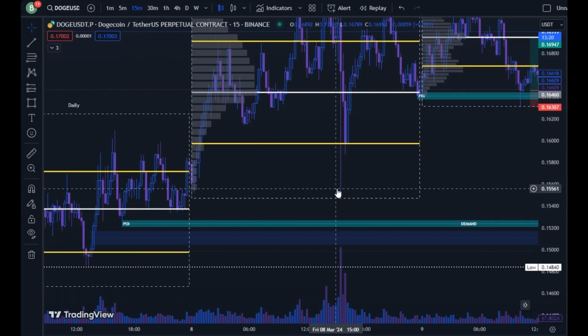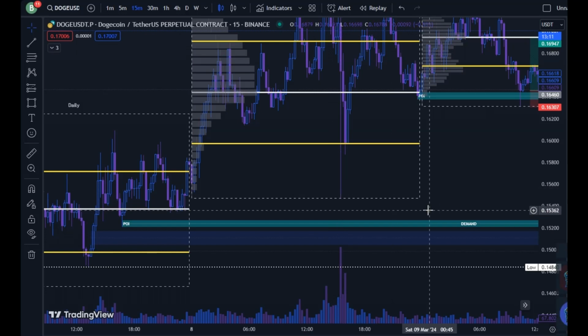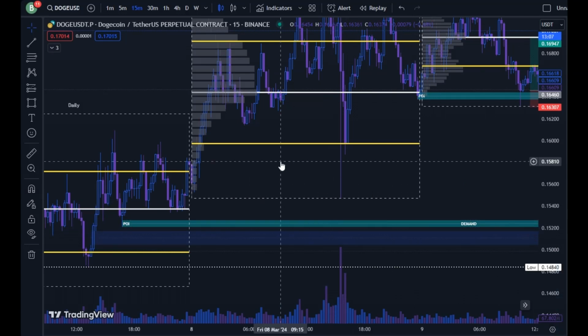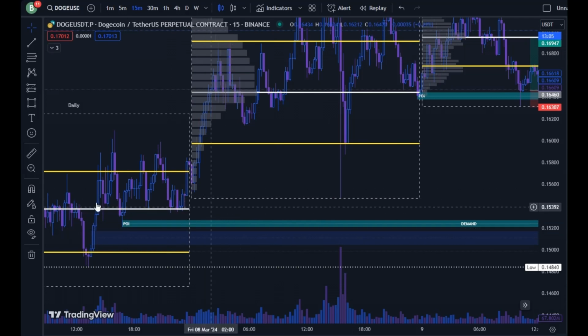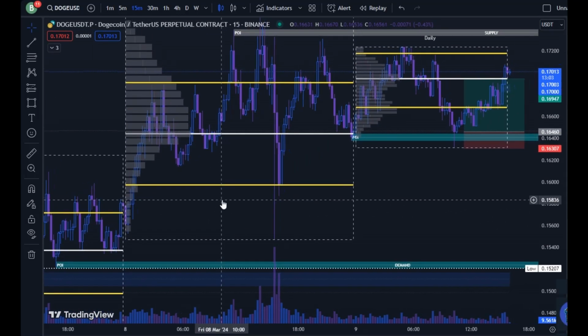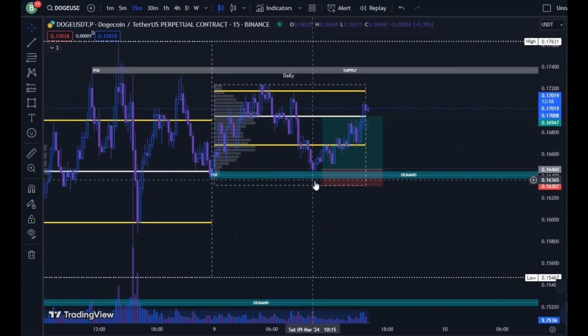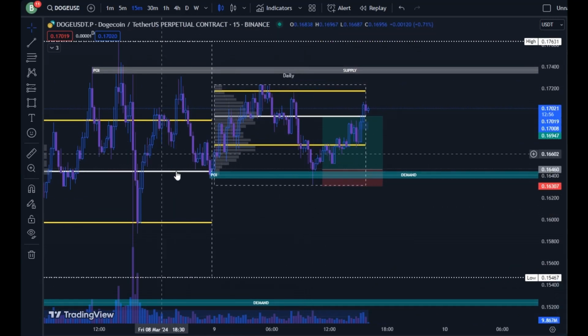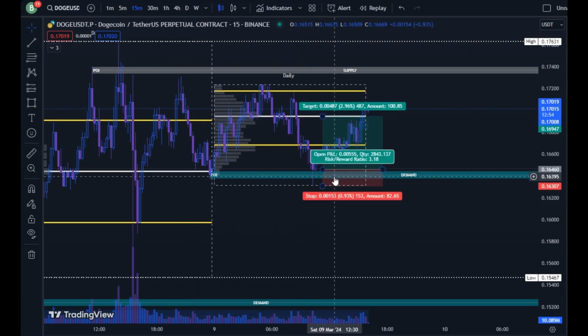It did come all the way down yesterday, and I think that's when Bitcoin got really volatile. Around 3:30 yesterday, Bitcoin got really volatile, which we all know Bitcoin and Ethereum move the market. So I'm not taking that trade. That's not an A+ trade for me. But here, where we've got the point of control, is an A+ trade.